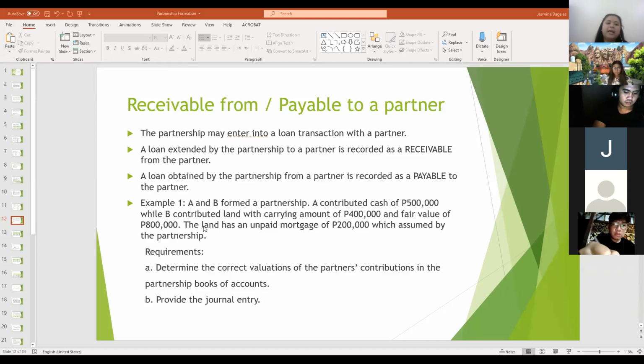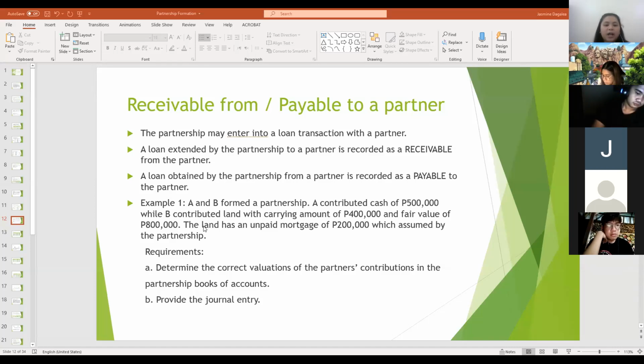So, example, A and B formed a partnership. A contributed cash of 500,000, while B contributed land with carrying amount of 400,000 and fair value of 800,000. The land has an unpaid mortgage of 200,000, which is assumed by the partnership. So, requirements: determine the correct valuations of the partner's contributions in the partnership books of accounts and provide the journal entry.